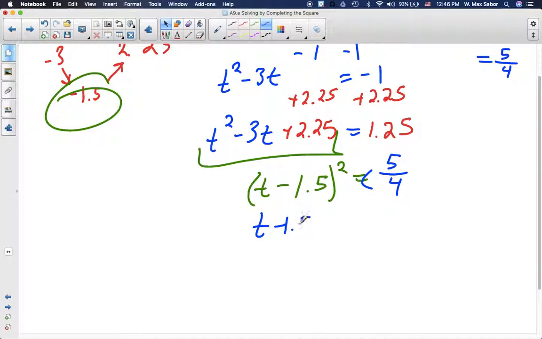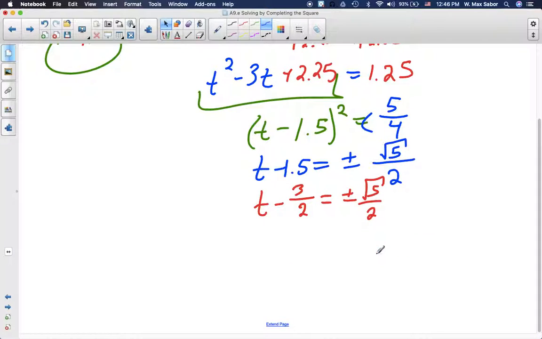T minus 1.5 equals, take plus or minus the square root of that. The square root of 5 is square root of 5. The square root of 4 is 2. Now 1.5, let's write that as a fraction as well. Negative 3 halves plus or minus square root of 5 over 2. If you've forgotten your fractions, I've probably lost you at this point, but you need to learn your fractions, so learn them. Add 3 halves to both sides.